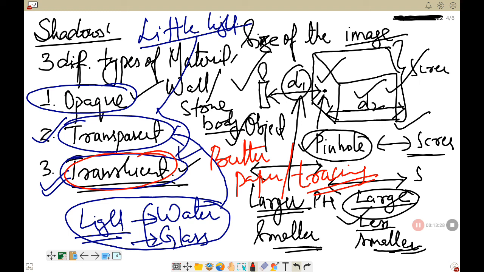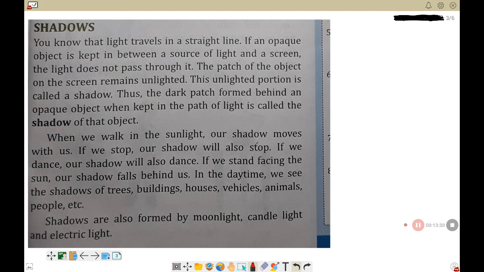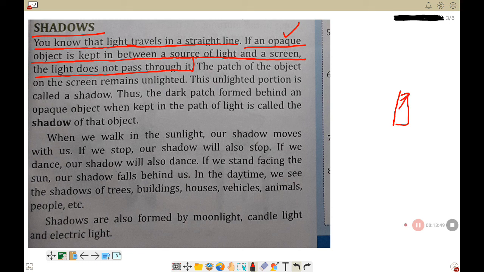So with this concept, let us now learn shadows. Now you know that light travels in a straight line. So if an opaque object is kept in between a source of light and a screen, the light does not pass through it. If there is a body which is opaque, it will not allow light to pass through. You have lighted a candle here, so from the candle the light is going to travel in a straight line path, isn't it?